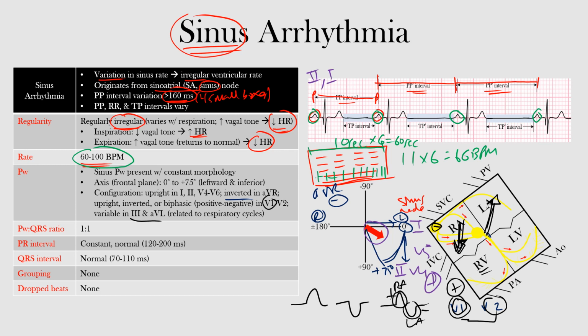Now, in terms of the P wave to QRS ratio, this is a 1-to-1 ratio, meaning that there's one P wave for every QRS complex. So let's just erase that and show here. Imagine we have a P wave and a QRS, another P wave and a QRS, and you would see this same thing throughout.